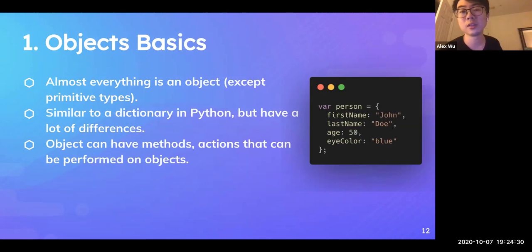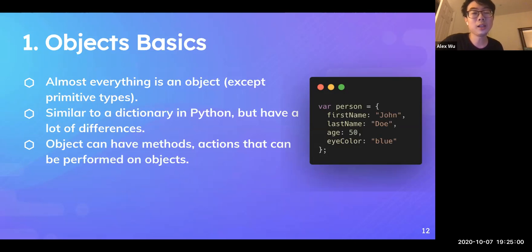Almost everything in JavaScript is an object, since it's an object-oriented programming language, except primitive types. So what are primitive types? They're things like integers and strings, things that are already defined within the computer that you don't define yourself. For example, Boolean is also a primitive type. And everything else essentially is an object.